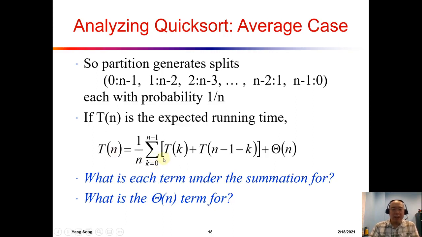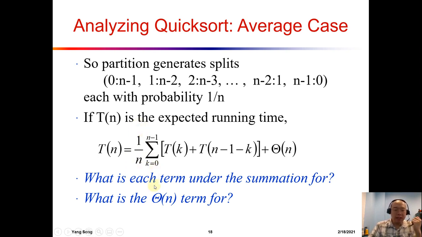So for the Tn now, if we only consider one of the partitions, that will be Tk on one side if we have k values on one side, and then T(n minus 1 minus k) is how many values on the other side. However, this k can be any value from 0 to n minus 1. So we want to use sigma to add all the possible partitions together, and remember for each partition, the probability will be 1 divided by n.